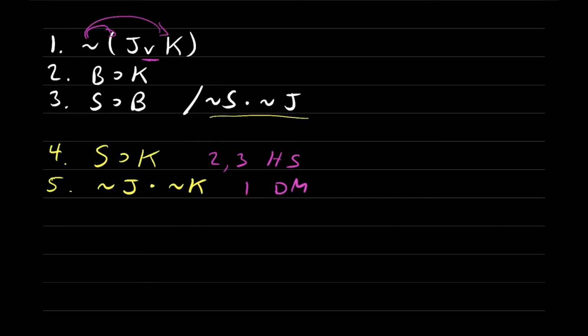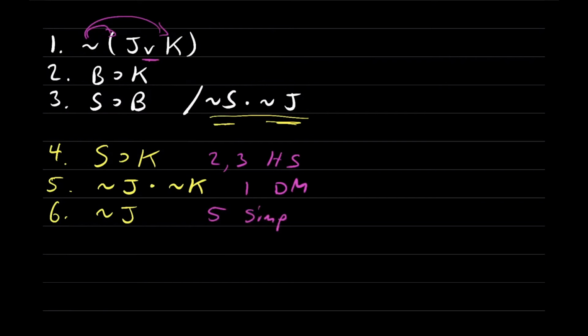Well, let's see. It's always good to look back at the conclusion and see what you need here. We need not S and not J. Well, we have not J on line 5. We just need to get that on its own line, and we're halfway done. So let's do simplification on line 5, not J, and we'll be halfway done with this proof. So line 5 by simplification.